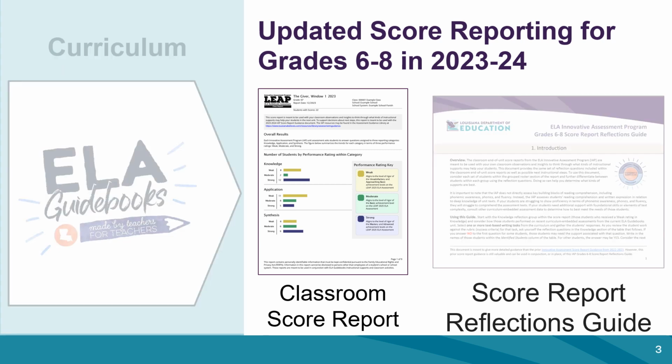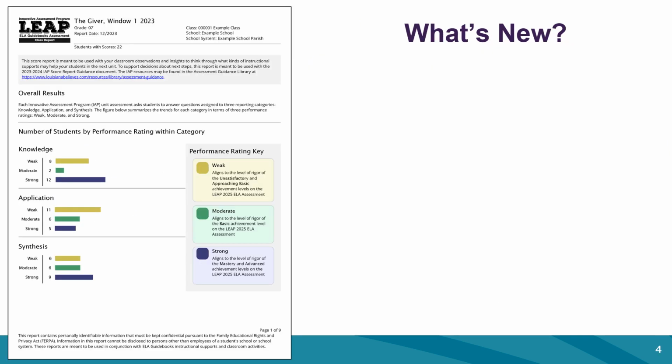First, we'll take a look at the new classroom report, which is quite different than the prior classroom report. In prior years, the classroom report was a simple roster with student performance, whereas in the current year, the classroom score report provides an additional number of looks into student performance. So what's new in the 23-24 classroom score report for grades 6, 7, and 8?